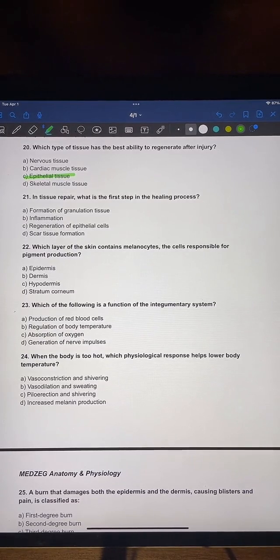Retake mine on Friday. Awesome. Good luck, Kate. You got this.